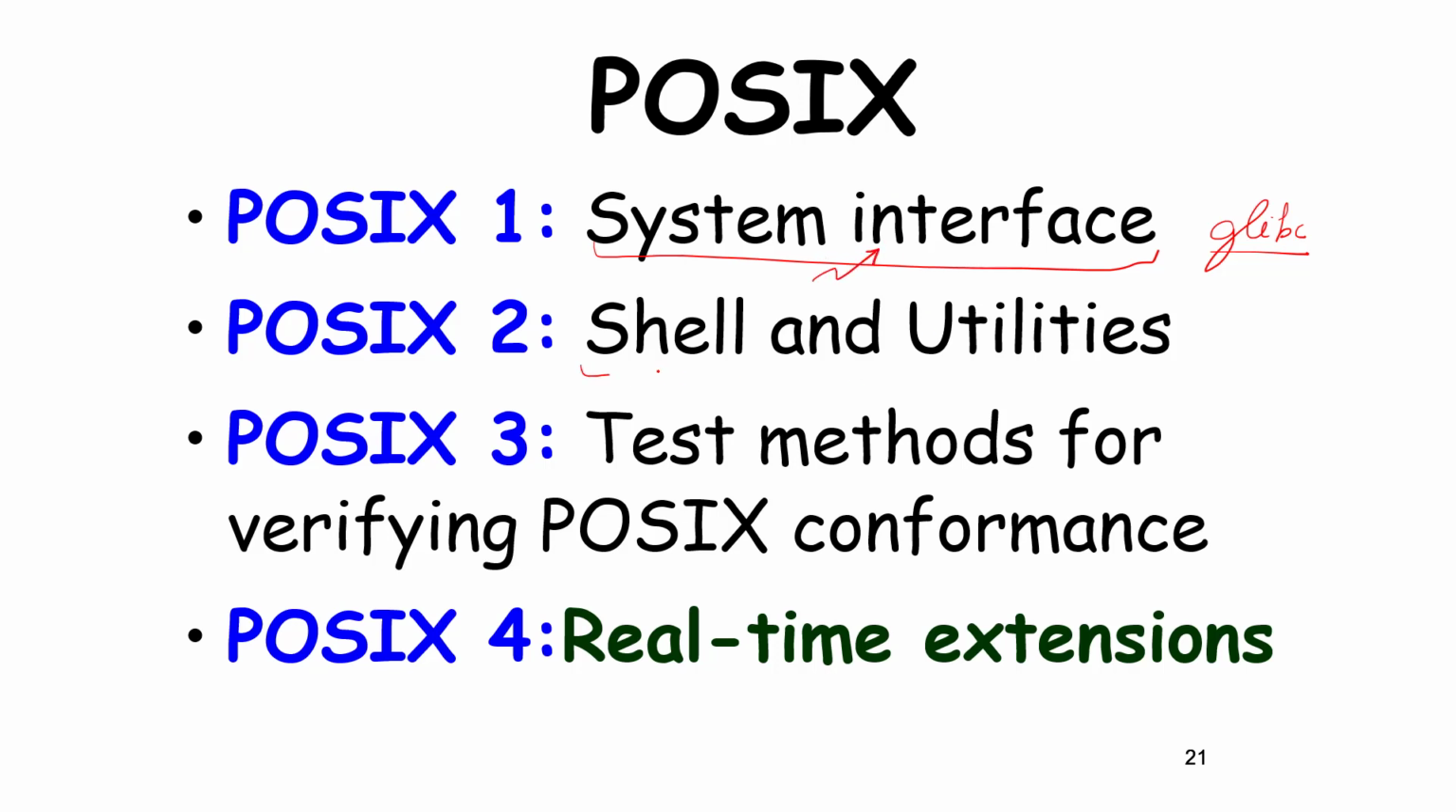Shells and utilities definitely got standardized, because things like ls, grep, and so on, they work. And they work on Windows PowerShell as well, right? So a lot of these things have come into Windows as well. Then the third aspect of POSIX was methods for testing whether a program or an interface is conforming with POSIX. So this was done. And the aim of this was to primarily test these two, whether the system interface and the shell and utilities are conforming to POSIX or not.